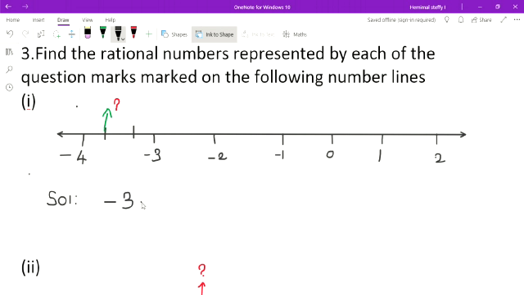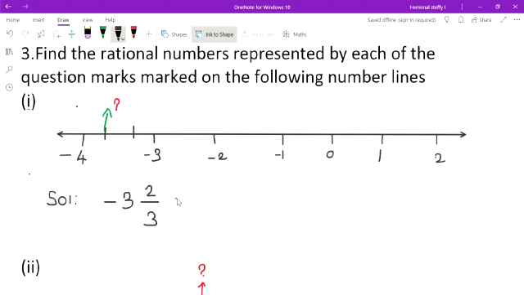Then I am going to write the denominator. How many parts are separated here? The total number of parts is 1, 2, 3. So I am going to write 3 here. And in the numerator place, which part are they asking? They are asking that the question mark is the second part. So we write 2 here.